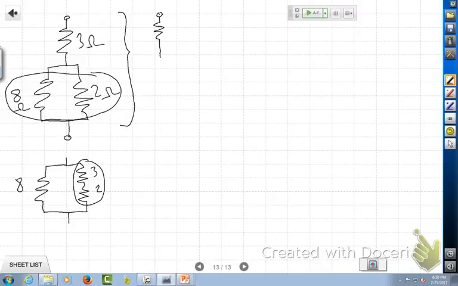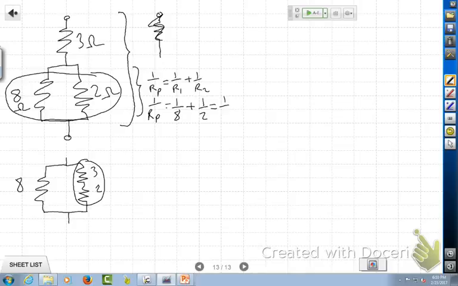So I'm going to do this. I go like this. And I go, it's parallel. So 1 over Rp is equal to 1 over R1 plus 1 over R2. So 1 over Rp is equal to 1 over 8 plus 1 over 2, which equals 1 over 8 plus 4 over 8, which equals 5 over 8. So Rp is equal to 8 over 5.